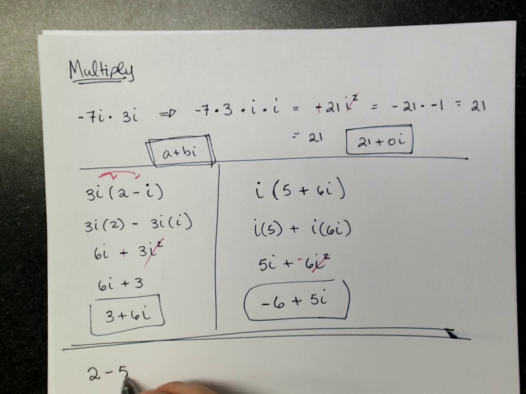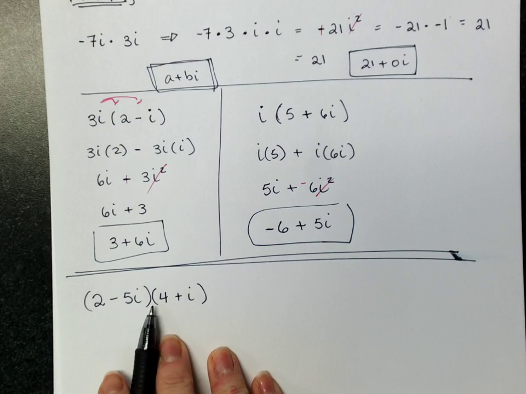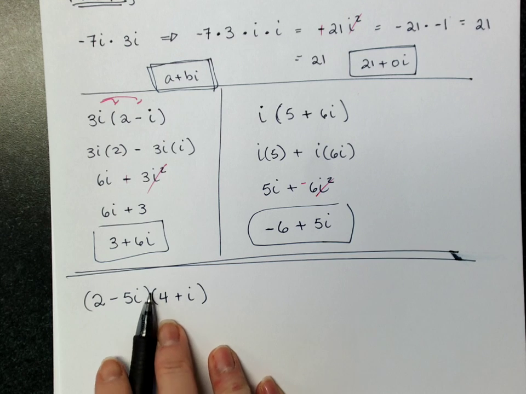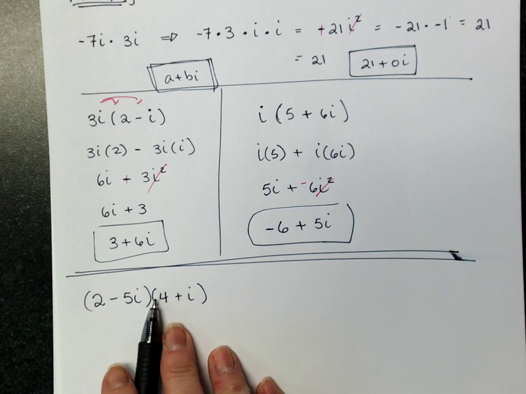2 minus 5i is one complex number times 4 plus i. And the first thing you want to notice is, what is the operation here? Multiplication. Right. If there were a plus sign in between these parentheses, you would just see if there's anything to distribute, drop the parentheses, combine like terms. This is not an addition problem, though. This is a multiplication problem.